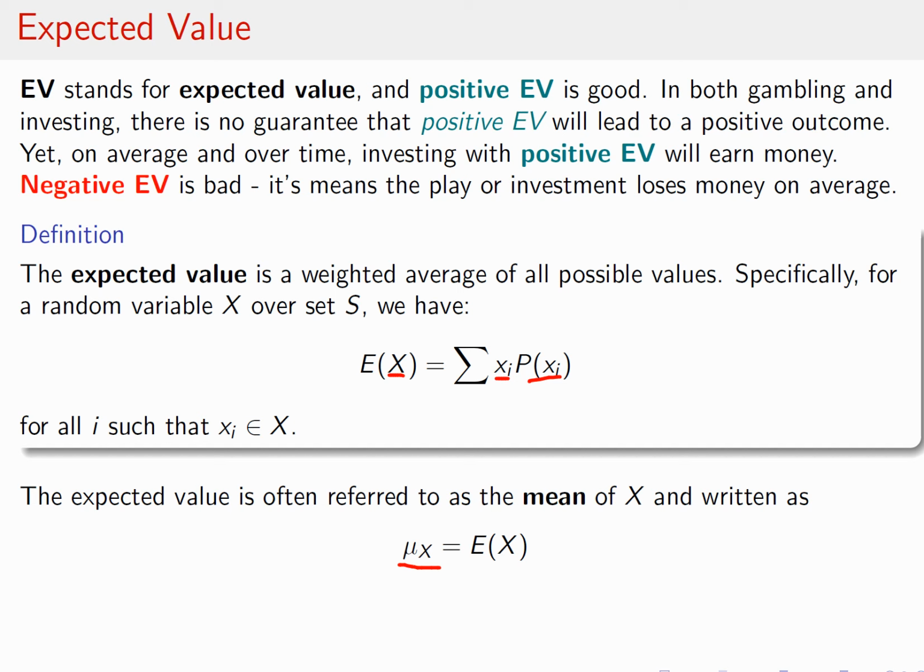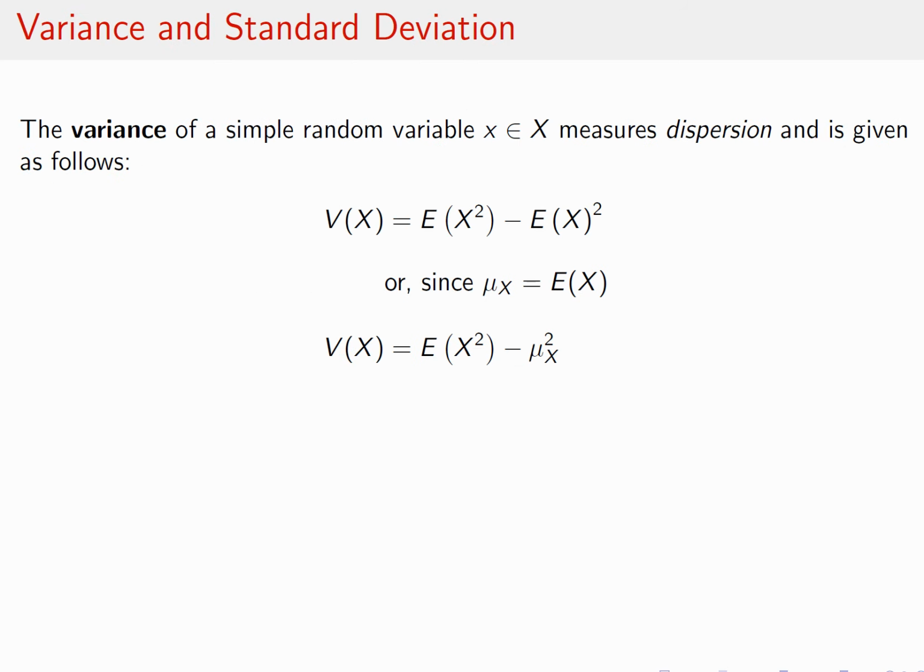This is a lowercase mu, the Greek letter mu, and mu sub x is the average of x, often referred to as the mean of x, as we start transitioning into statistics for the second half of the semester. Okay, we also have formulas for the variance and the standard deviation.